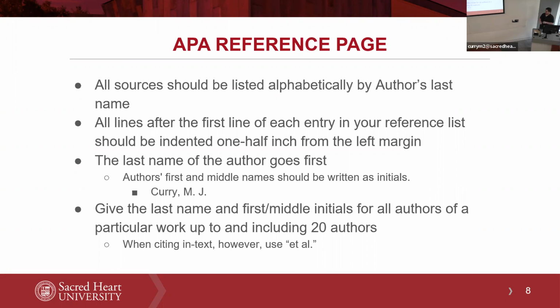Now, if you have, let's say, 21 authors, or I don't know, 30 authors, just a crazy amount of authors, for that, you don't have to list all of them. So if you have over 20, it would just be something like, I don't know, Curry et al.